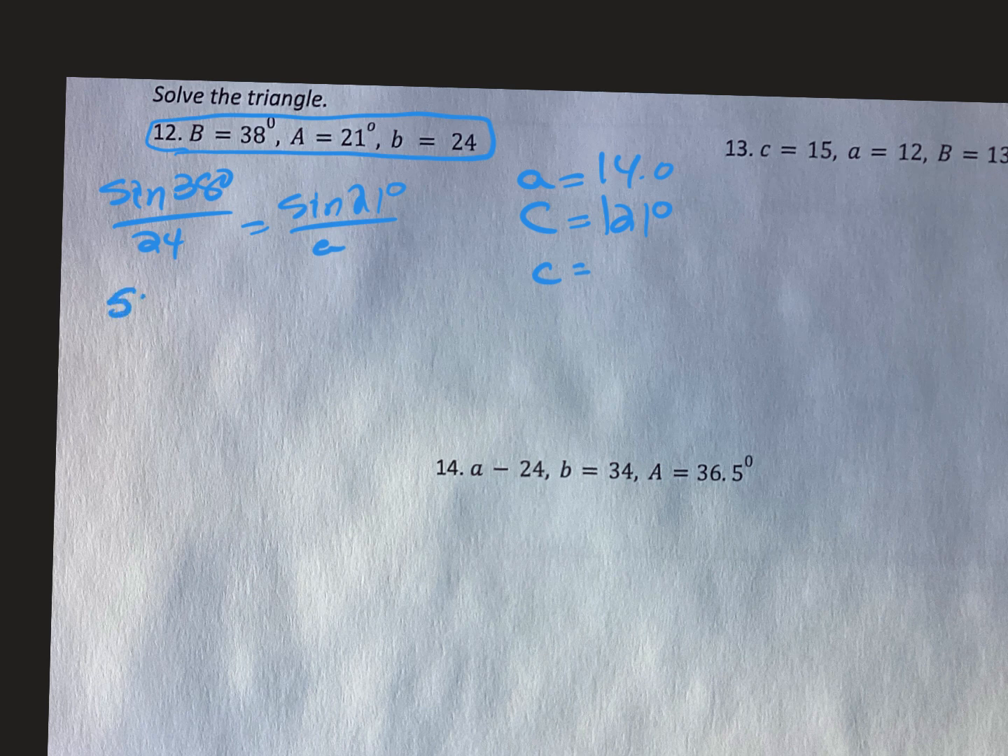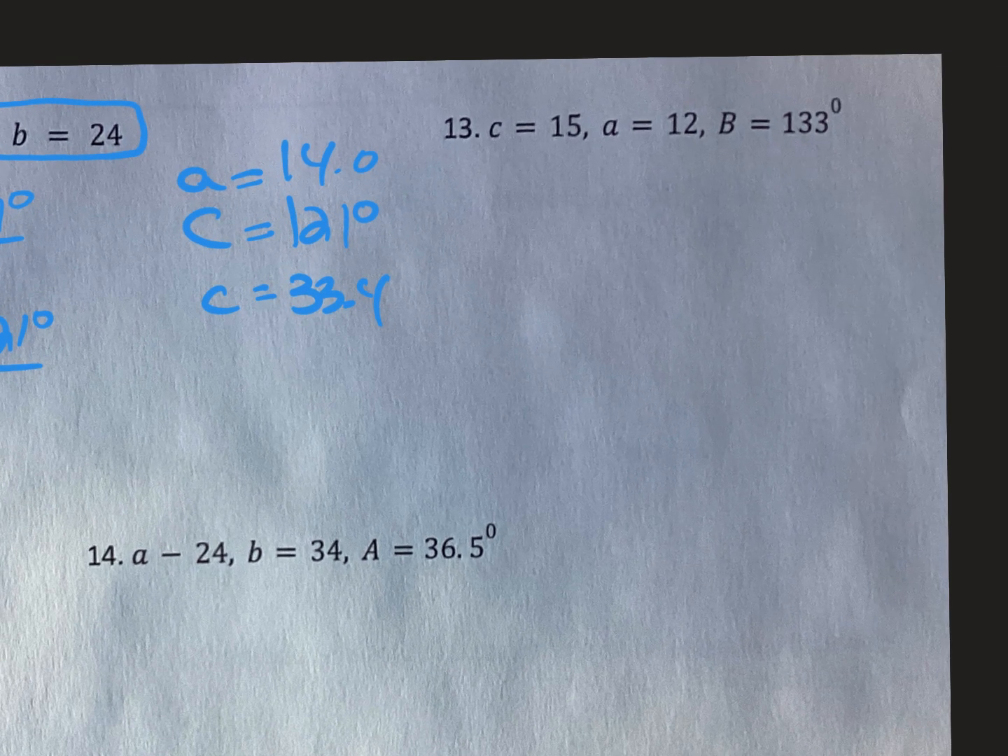So to find little c, I'm doing the same thing I started with, the sine 38 over 24. I'm going sine 121 degrees over little c. So I'm punching in 24 times sine 121, dividing that by sine 38, and I'm getting 33.4, and that's it. There's number 12. All right, number 13.